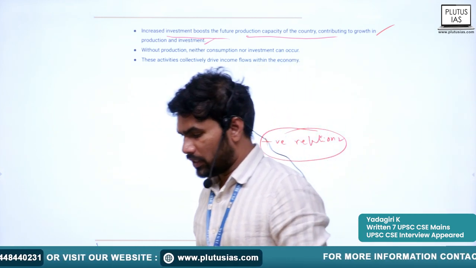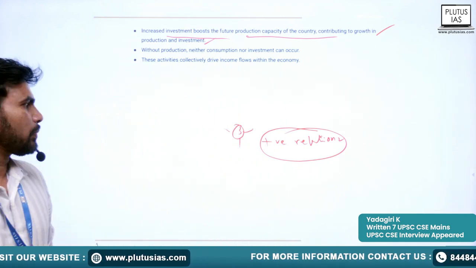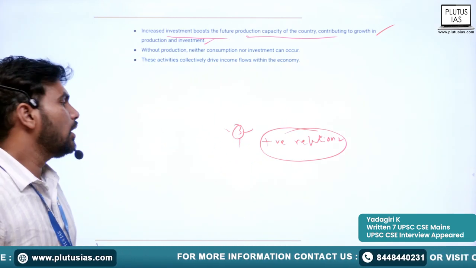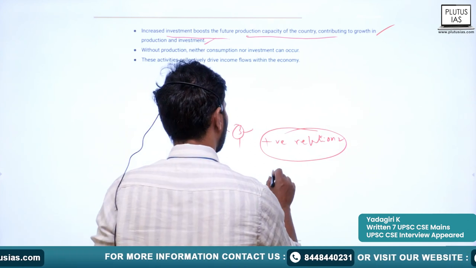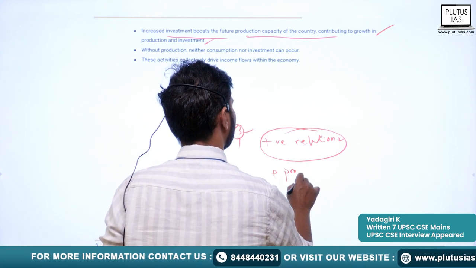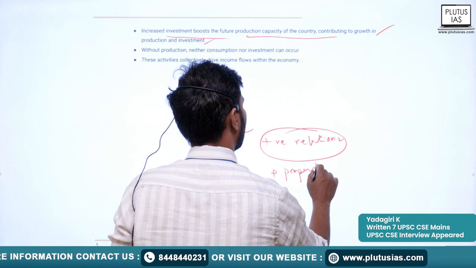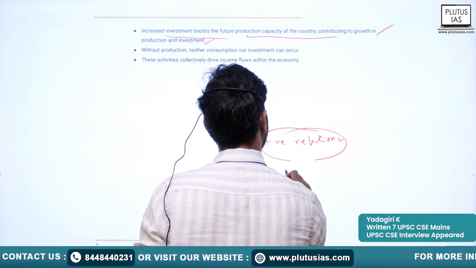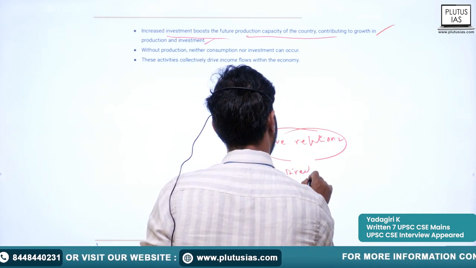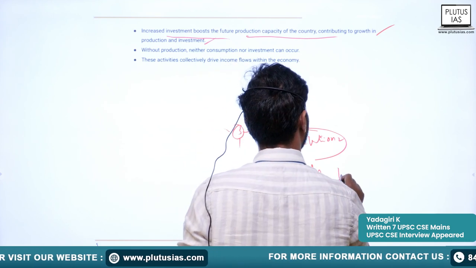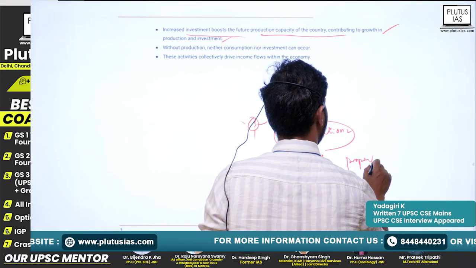Increase in one activity is leading to increase in another activity. We can say there is a positive relation, or a proportional, or directly proportional relation.